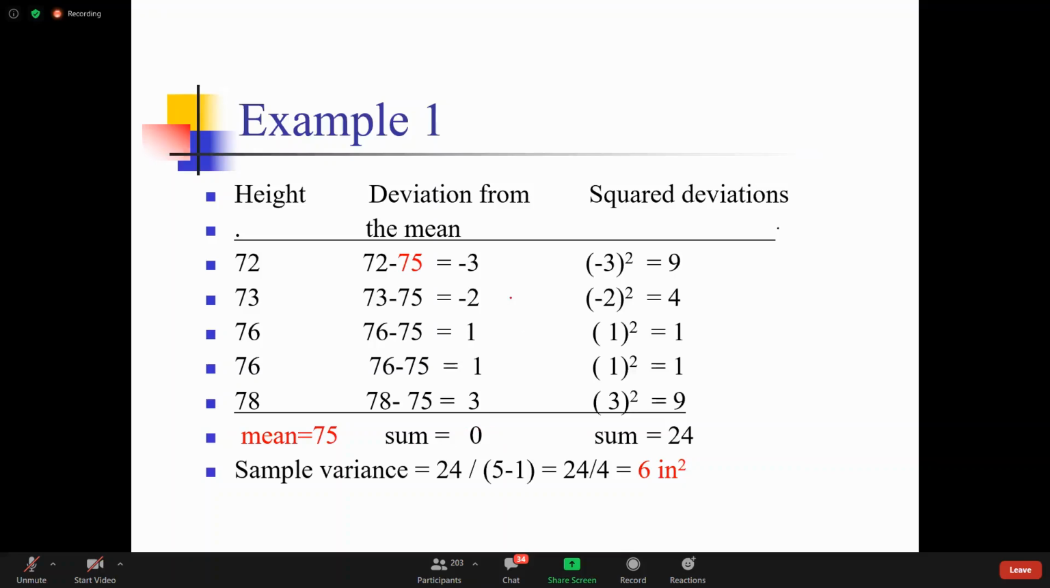So to get rid of the 0, you square these deviations. Minus 3 becomes 9, and so on. Then you add them up, the sum is 24. This is the sum of squared deviations. And how do you calculate the variance? The sum of squared deviations divided by n minus 1. What is n? Sample size. What is the sample size? 1, 2, 3, 4, 5. Minus 1, 4. 24 divided by 4. What is this? It's the variance of the sample, 6 inches squared, because remember here we squared the deviation. Is that clear?